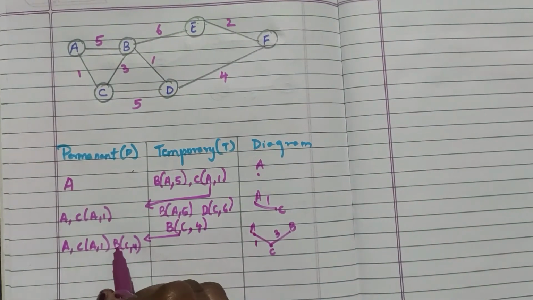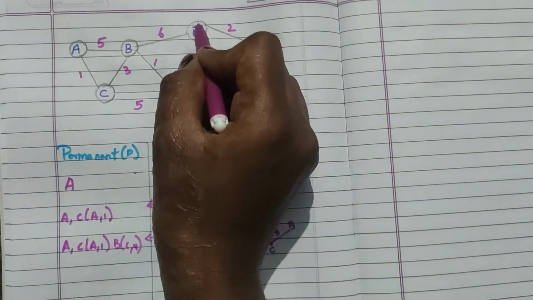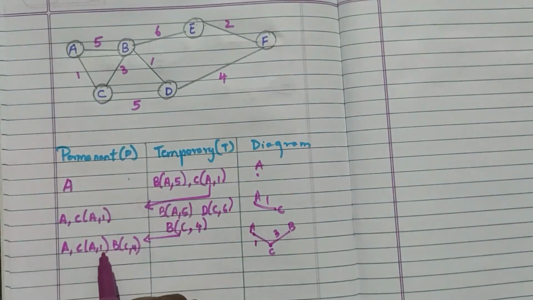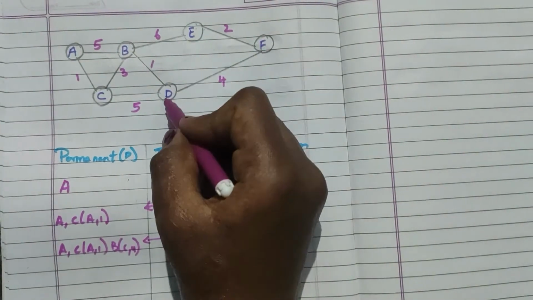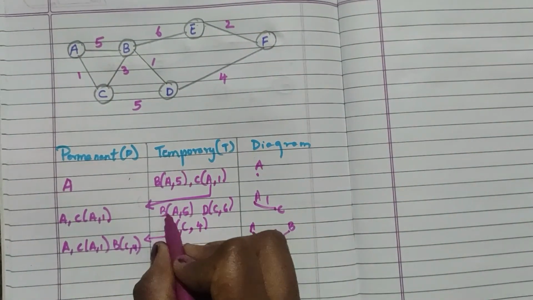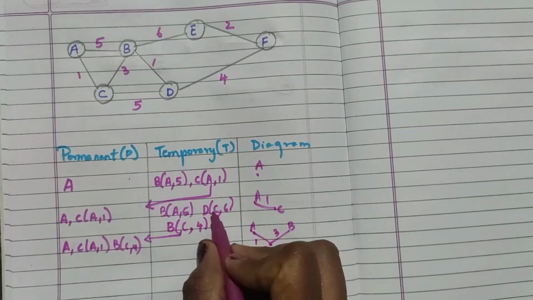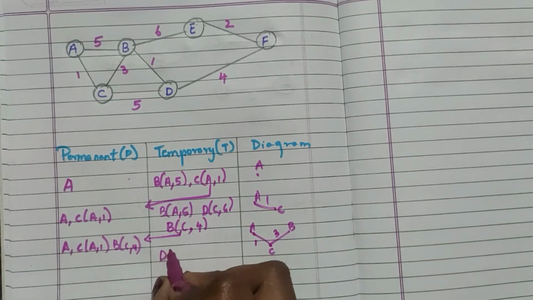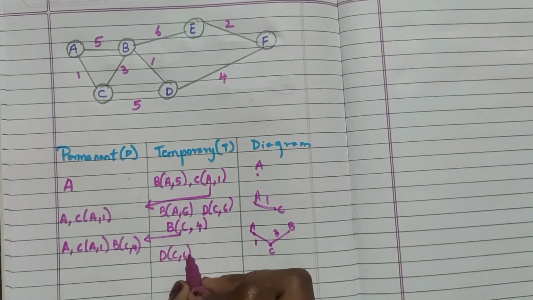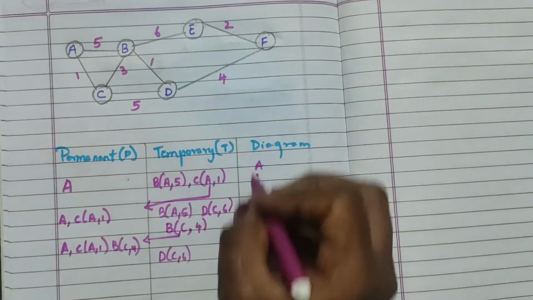Now we have to find B's neighboring nodes. B's neighboring nodes are C, D and E. C is already in the permanent table. E and D we will look at. So here you see B is here. This one you should remove because B is already added in the permanent table. So the remaining is D. So bring down D. Now you have to find out for E.